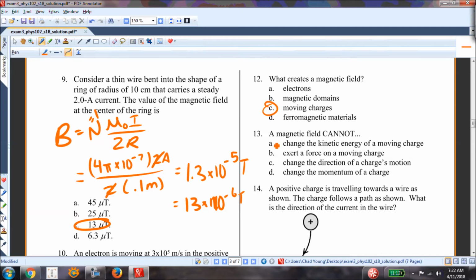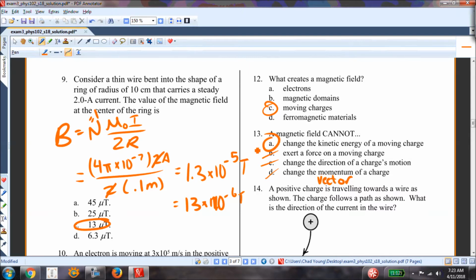A magnetic field cannot do which of these? It does exert a force on a moving charge. It does change the direction of a charge's motion. And because it changes the direction, it can also change the momentum. Remember, momentum is a vector quantity. So if I change the direction of a quantity, it changes the actual quantity. But it does not change the kinetic energy.